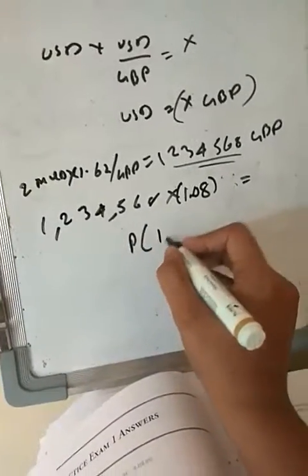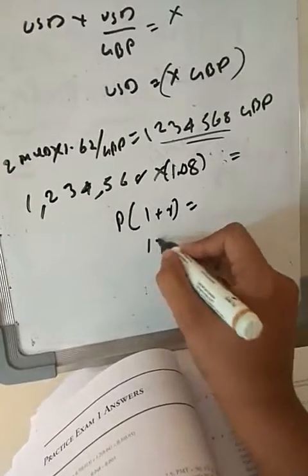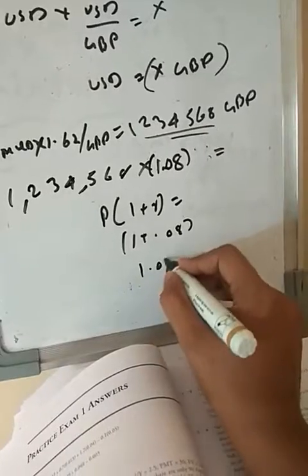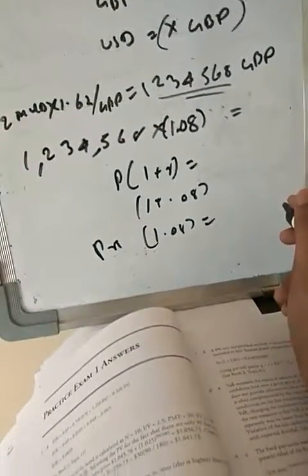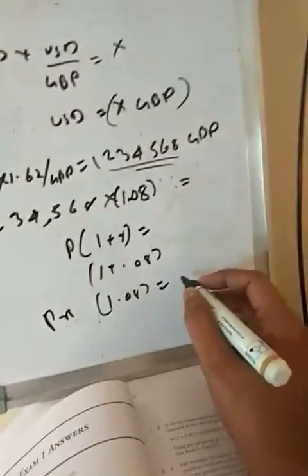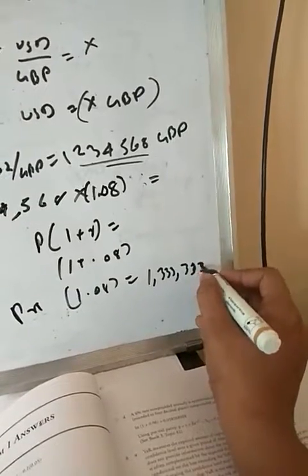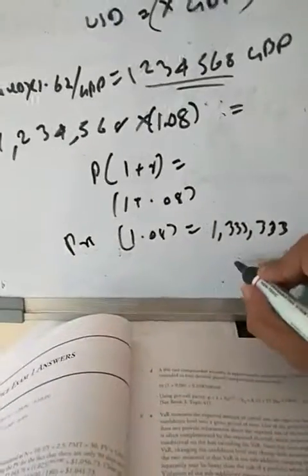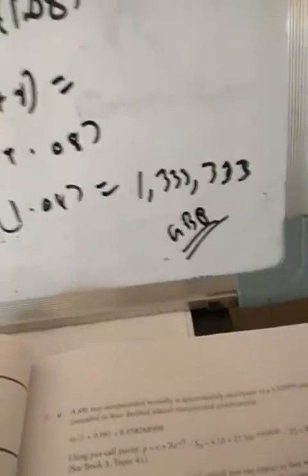Principal is equal to 1 plus R already is equal to R. So here R is 1 plus 0.08. Principal is this amount, 1.08 into principal. This is the amount after interest payment. So this amount will come to 1,333,333. Do the math and you will get it. After 1 year, this much amount will come as GBP, in GBP, not in USD. Okay, in GBP we are going to get this much amount.